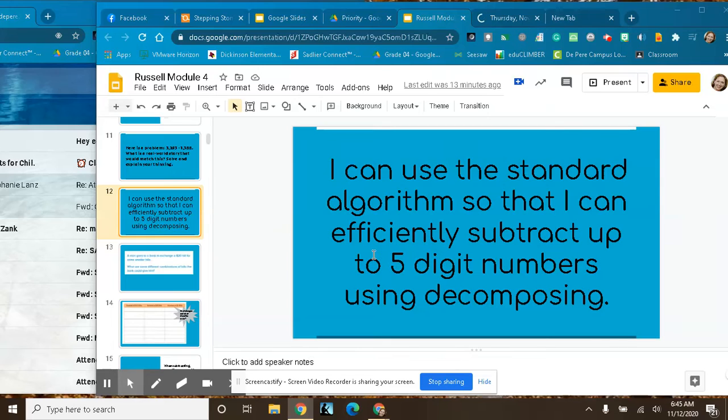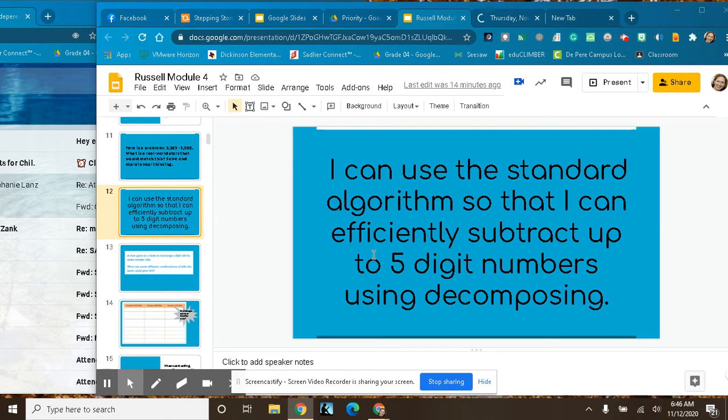Good morning, fourth graders. This lesson is Module 4, Lesson 2. It is called Subtraction, Reviewing the Standard Algorithm, and Decomposing 10's or 100's. So decomposing means to take apart.